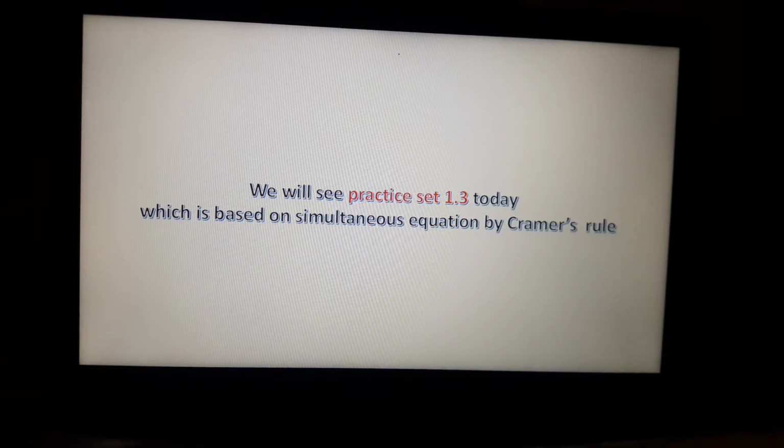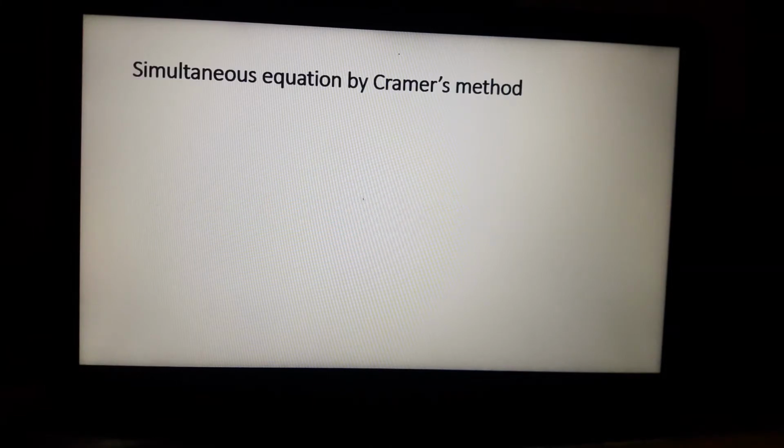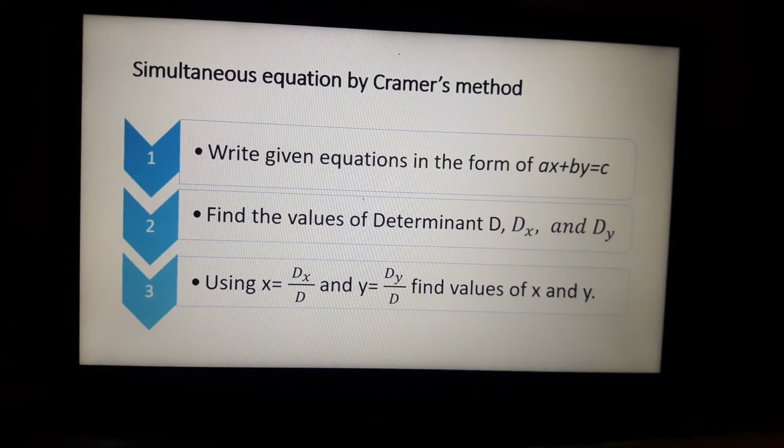Cramer's rule. The steps of Cramer's rule are: first step, you have to write the given equations in the form of ax plus by equal to c. Sometimes the equations are not given in the form of ax plus by equal to c. Just you have to rearrange and reduce the given simultaneous equations to this form.